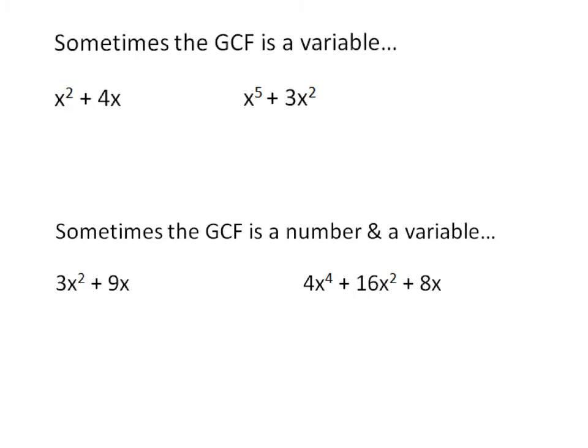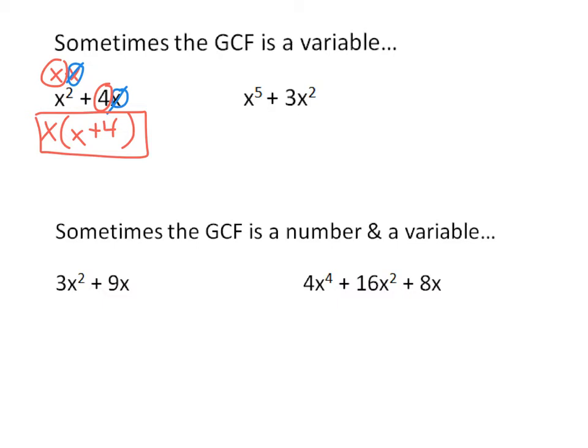Okay, so sometimes the GCF is a variable. So if you look at the first one, x squared plus 4x, we can factor an x out of both of those terms. Because remember, x squared means x times x, right? So I can factor one of those out. So I'm going to factor out an x. If I factor out one of these x's, that's gone, and I factor out this x, that's gone. What am I left with? Well, I'm left with x, and the plus, and this 4 right here. So if I factor out an x, I'm left with x times x plus 4.